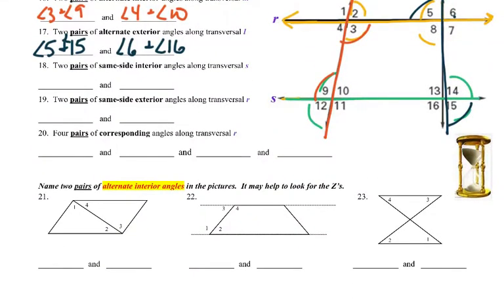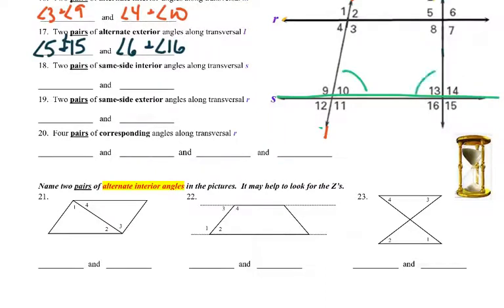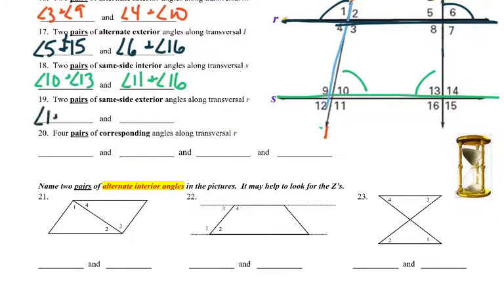I'm going to erase again here just to start clean. So here if I have same side interior along S, there's S. Wouldn't same side interior be 10 and 13 and on the other side 11 and 16? Same side exterior along R, oops, that's not R, this is R. So same side exterior along R would be angle 1, angle 6, angle 4, angle 7. And corresponding on R, there's R again, corresponding would be like angle 1 and angle 5.